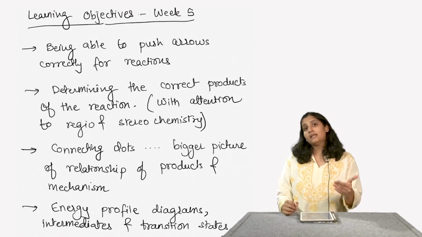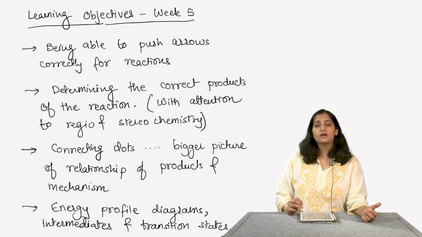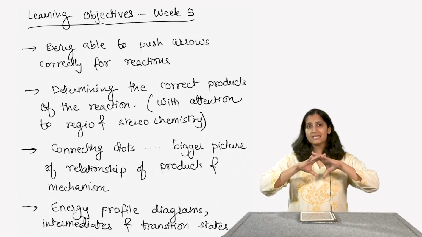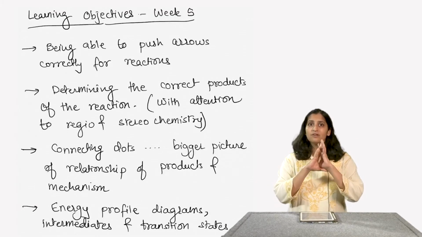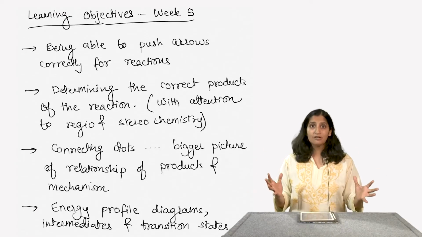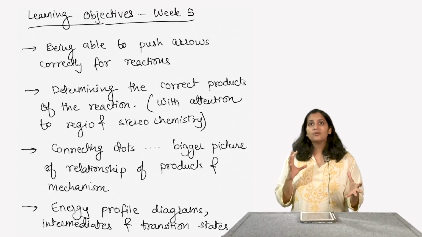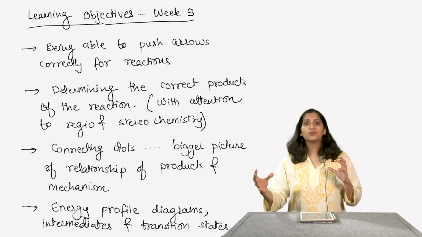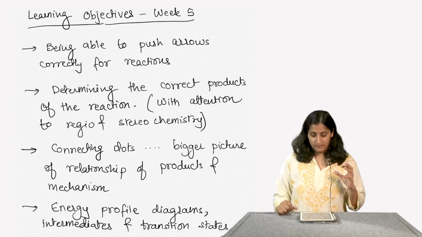Secondly, determining the correct products of the reactions. When we are looking at the products of the reactions, we have to understand the mechanism such that we look at the reaction mechanism not in just a 2D form but in a 3D form, such that you can also correlate it with the stereochemistry and the regiochemistry of the products that are being formed.